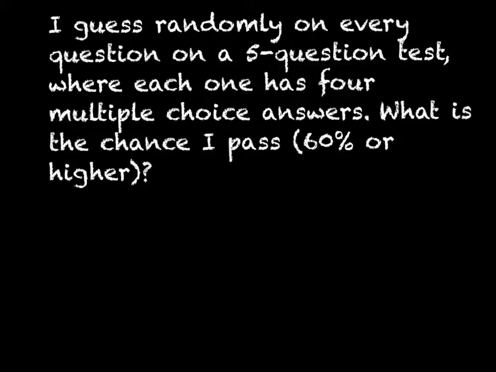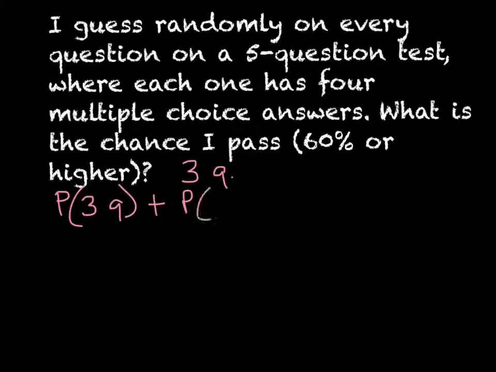I guess randomly on every question on a 5-question test, where each question has 4 multiple choice answers. What is the chance that I pass, which means that I get 60% or higher? 60% corresponds to getting 3 of the questions right. So this means I'm going to have to add up the probability that I get 3 questions right, probability that I get 4 questions right, and the probability that I get all 5 questions right.